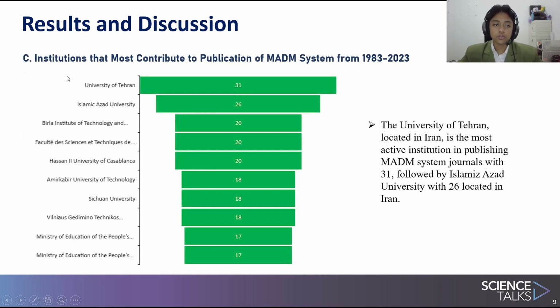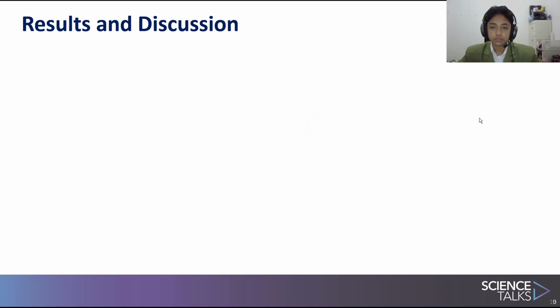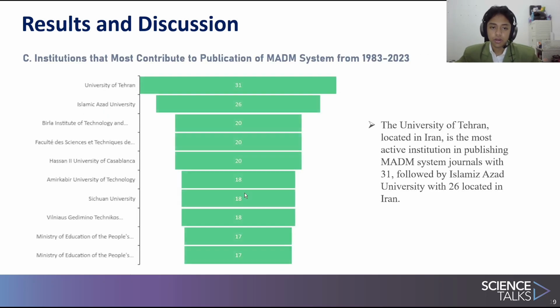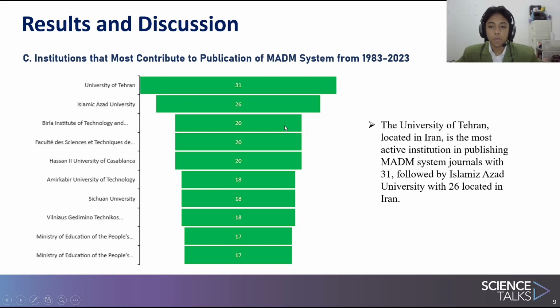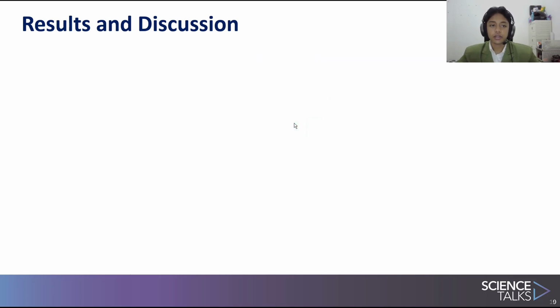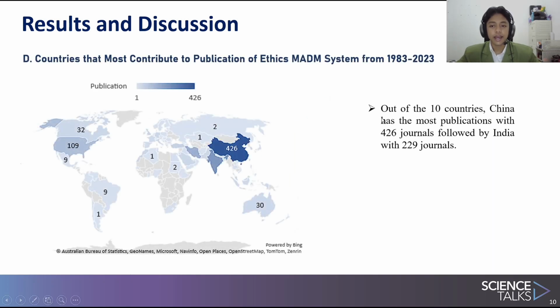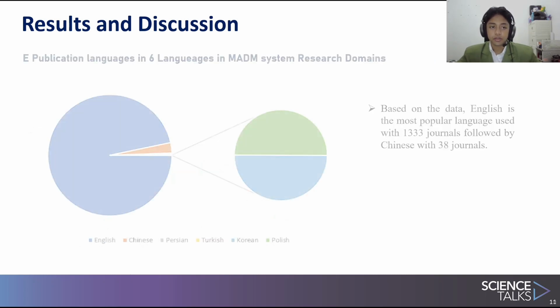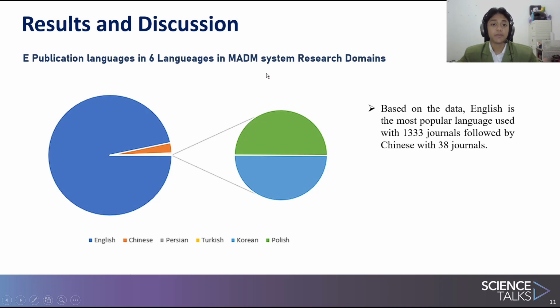Then we go to the 10 top institutions and countries that have contributed to MADM system. We can see that the University of Tehran has the most publications, which is 31 journals. Then about the country, China has the most publications with 426 journals, followed by India with 229 journals.